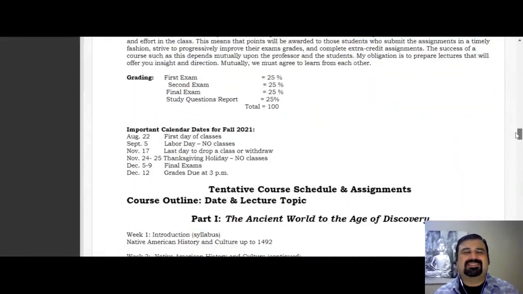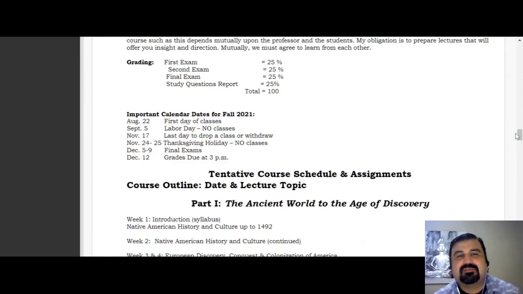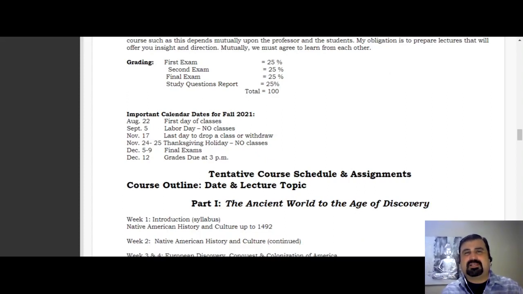All right, so the grading. First exam, second, and final exams, 25% each. Study question report, 25%. If we include the extra credit assignments, you can also add significant points to those grades that you earn in the first, second, and final. So you have, of course, a lot of room to improve your grades.